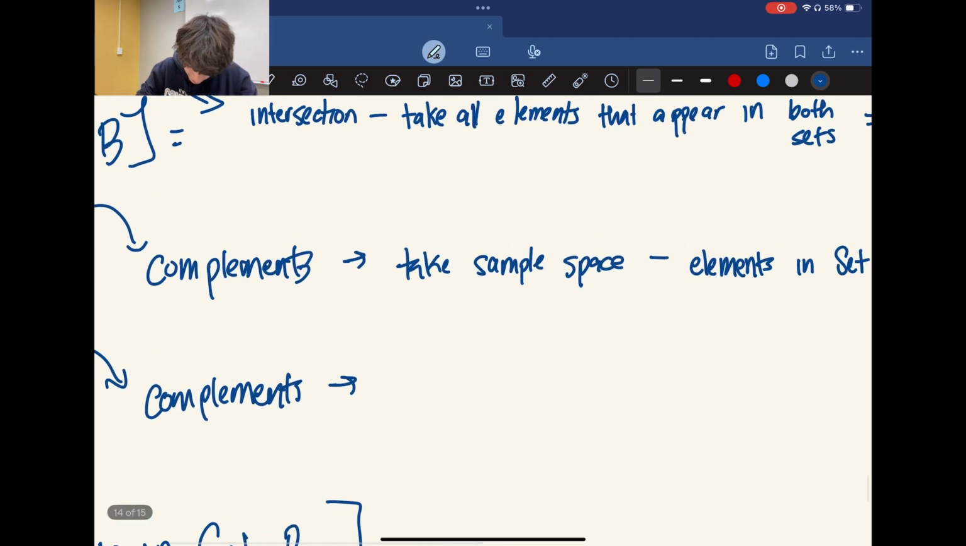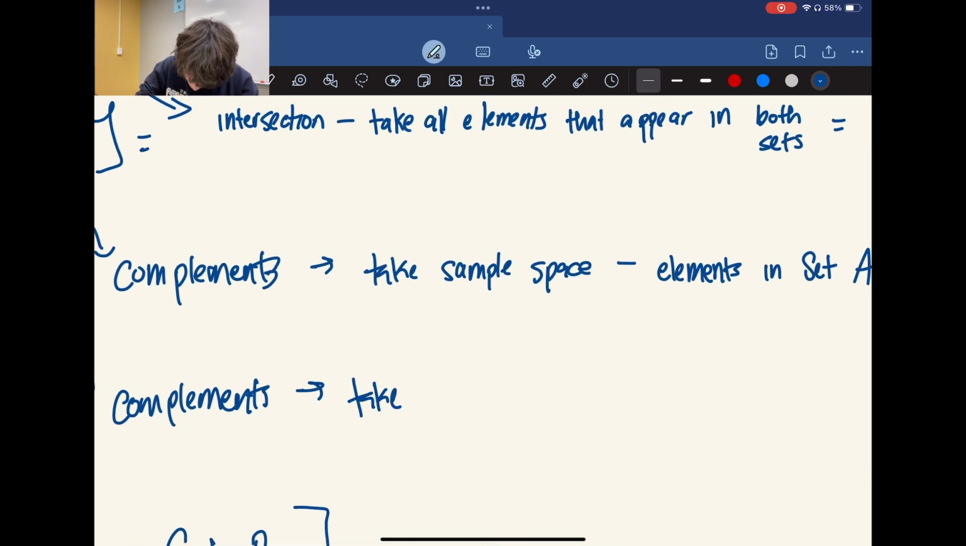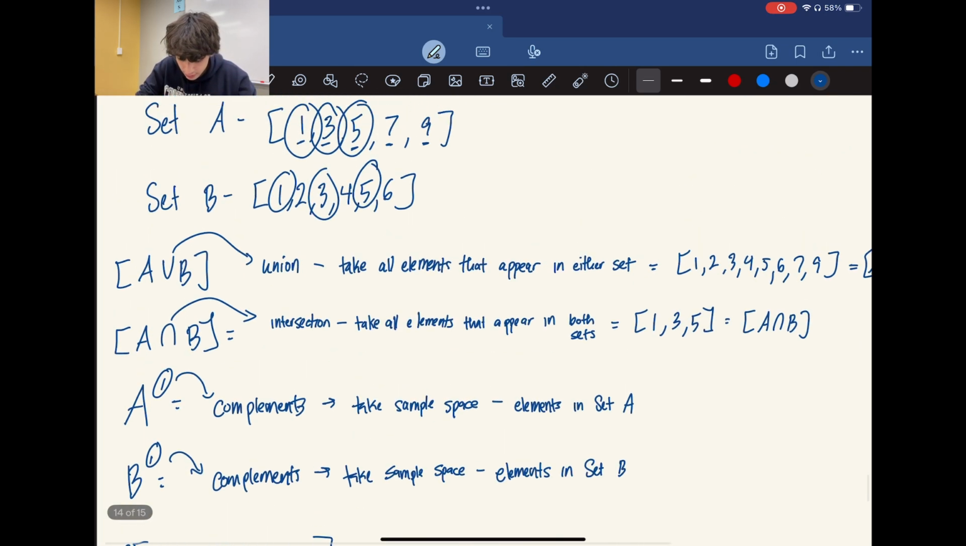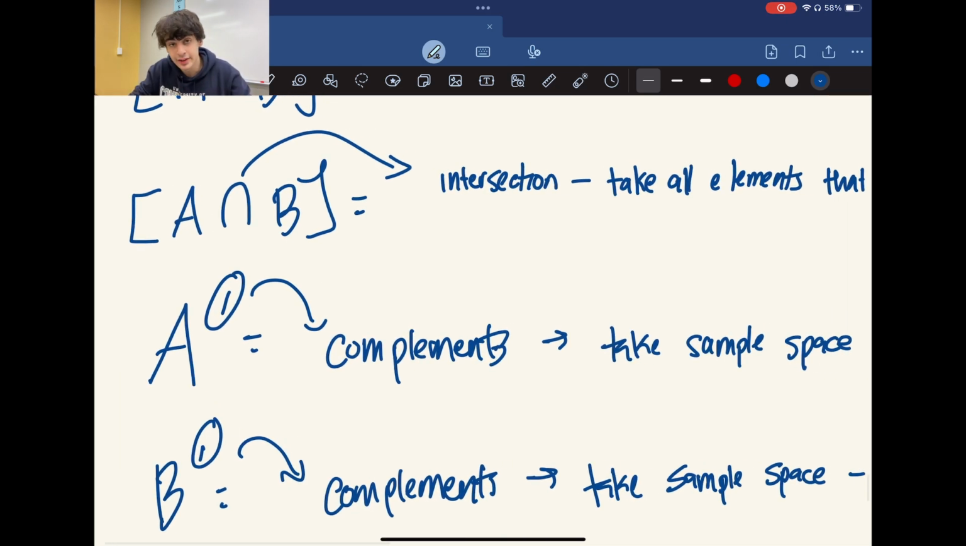And we're going to do the same thing for B. So if we're calculating B complement, take the sample space and subtract elements in set B. In essence, A complement is everything in the sample space that doesn't include whatever is in set A, and B complement is everything in the sample space that doesn't include set B.